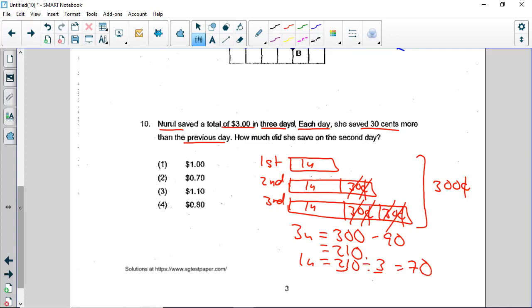So how much did she save on the second day? The second day will be 1 unit plus 30 cents, or 70 cents plus 30 cents, which is 100 cents, $1. Are you clear? Anything not clear, raise your hand now.